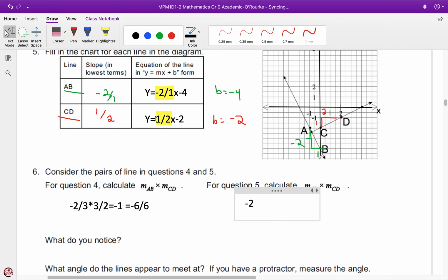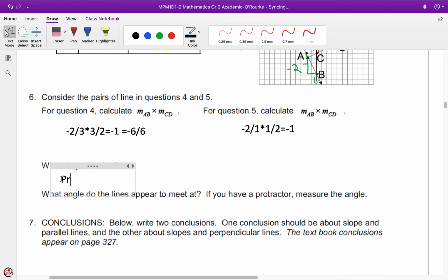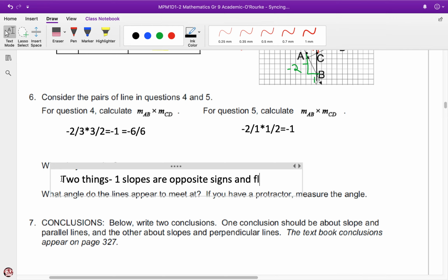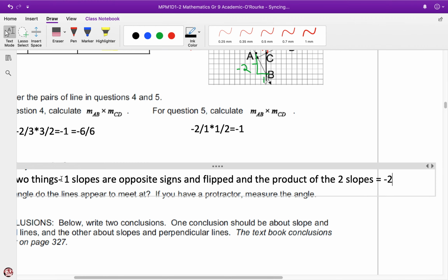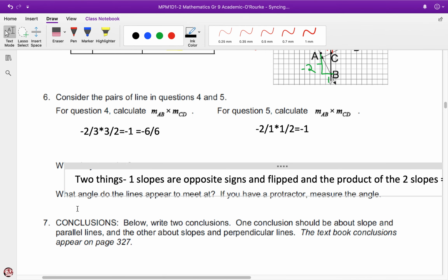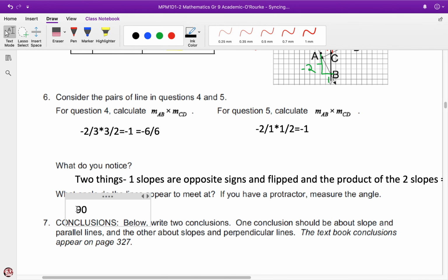Okay, let's take this one. We have negative 2 over 1 times 1 over 2. So what do you think it is going to equal? Negative 1. So what do we notice? Well, we notice two things. One, slopes are opposite signs and flipped, and two, the product of the two slopes equals negative 1. And what angle does it make? It makes a 90 degree angle.